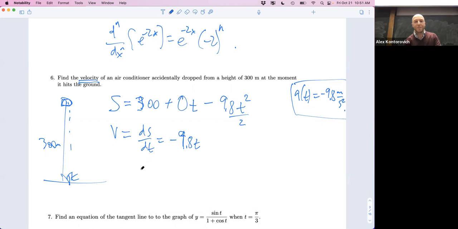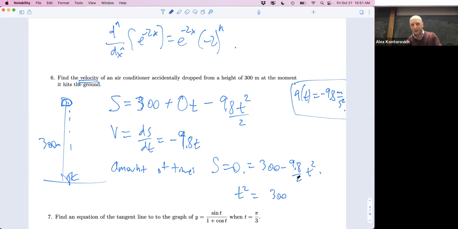The amount of time that it falls is determined by solving S equals 0. If we know when S is equal to 0, that's when we've hit the ground. S is equal to 300 minus 9.8 over 2 t squared. So I can move this to the other side. So t squared is equal to 300 times 2 over 9.8. And the square root of that is the amount of time that it takes.